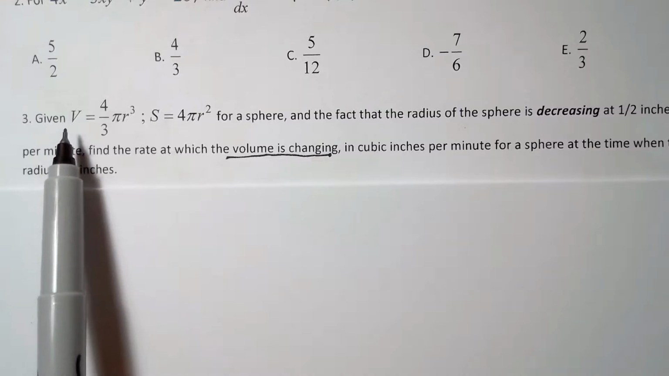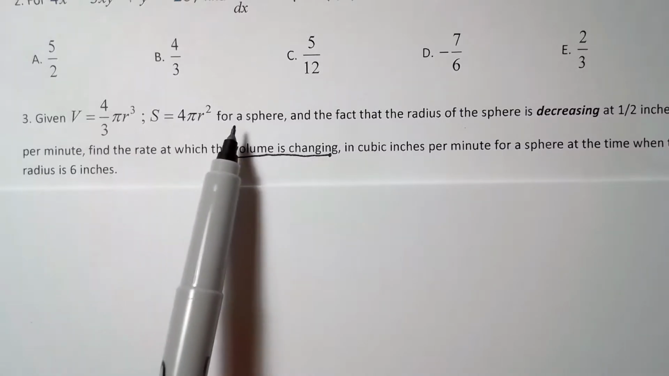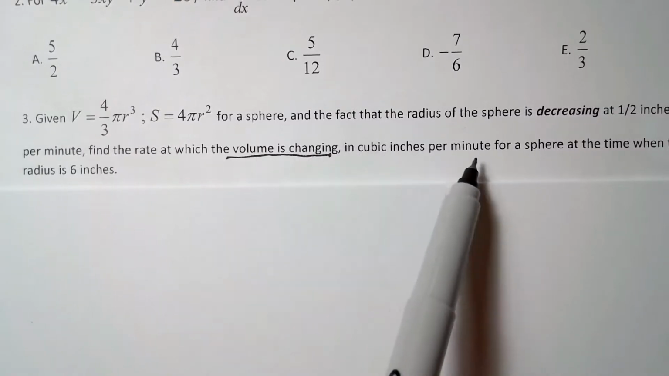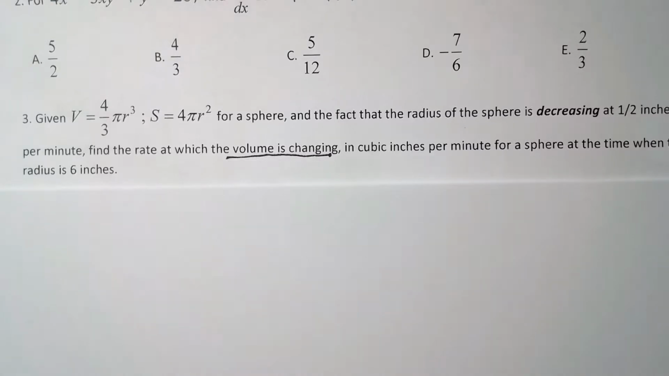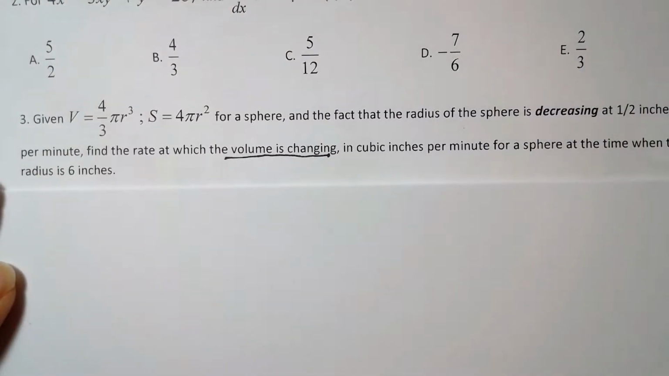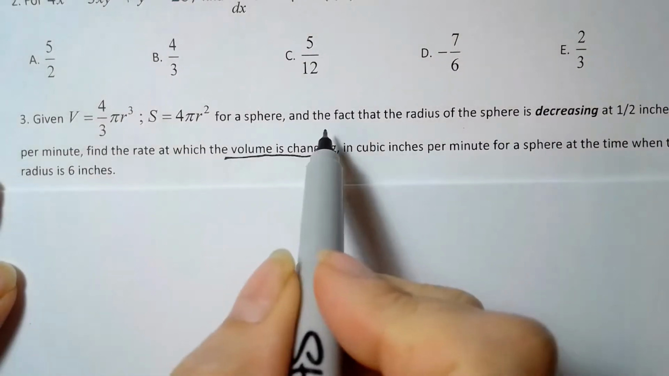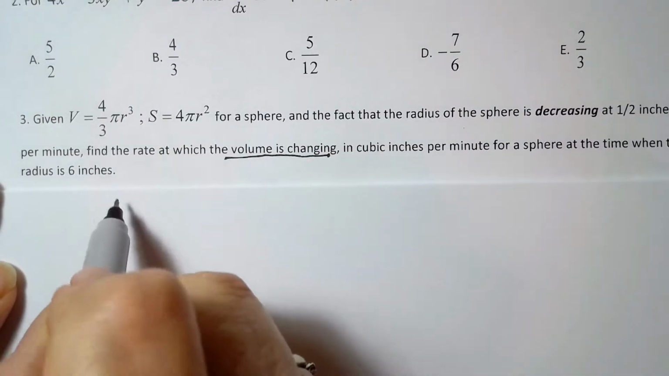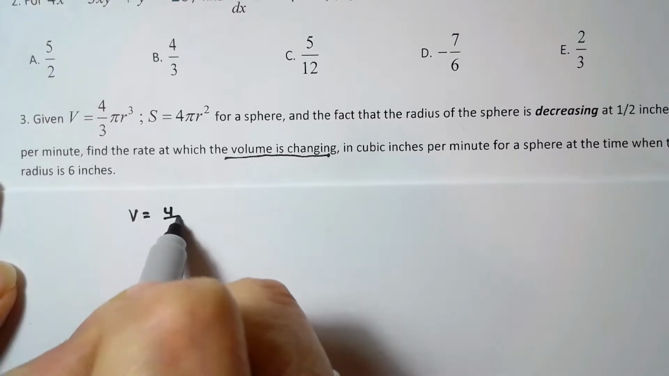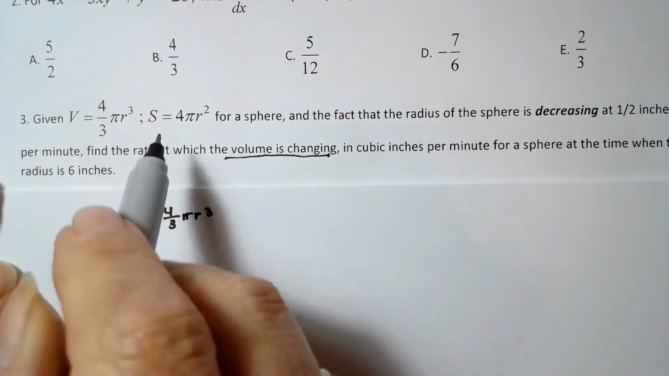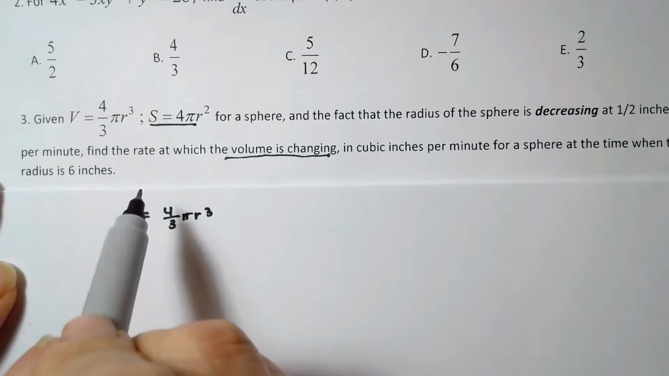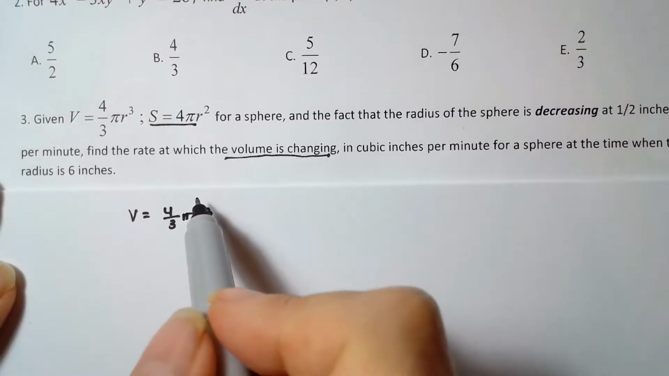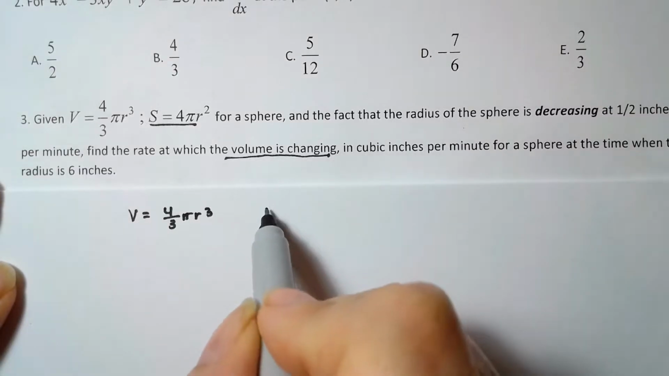So what we're given is the volume and the surface area for a sphere. Okay, and the fact that the radius of the sphere is decreasing at 0.5 inches per minute. We want to find the rate at which the volume is changing. So I always start by reading and writing down what's given to me. I know my volume formula is 4/3 pi r cubed. Chances are I'm probably not going to need this one, so I'm just going to hold off on that for a second. I know that the radius is decreasing.